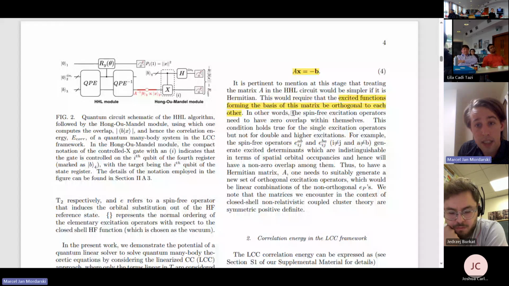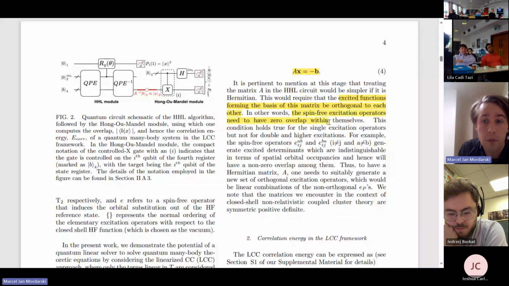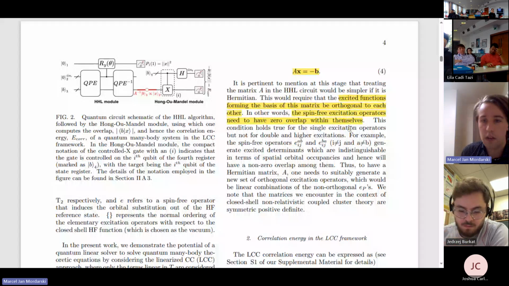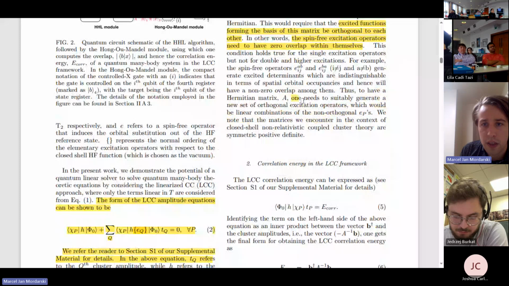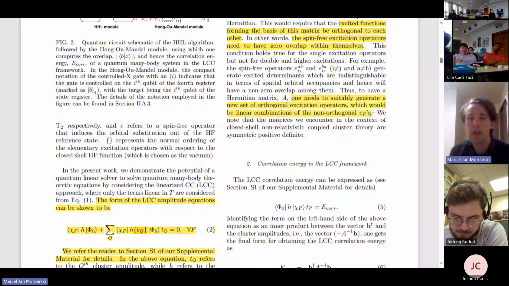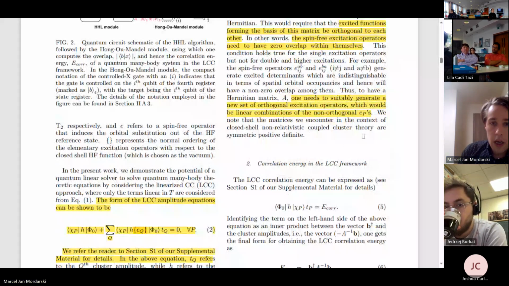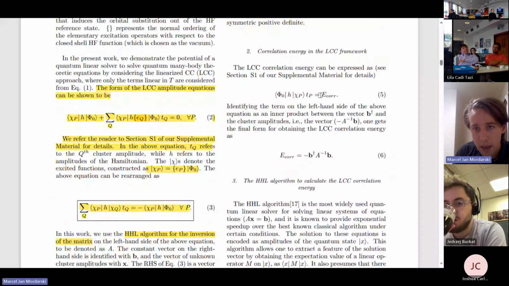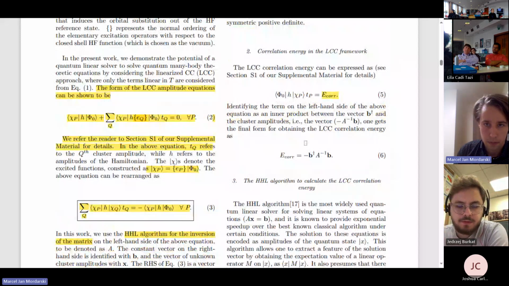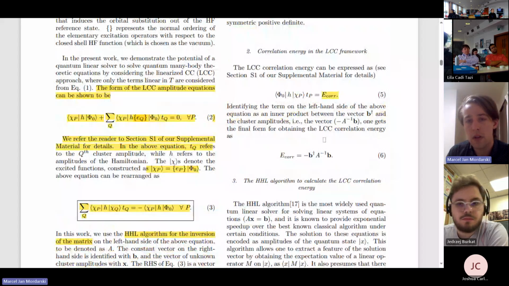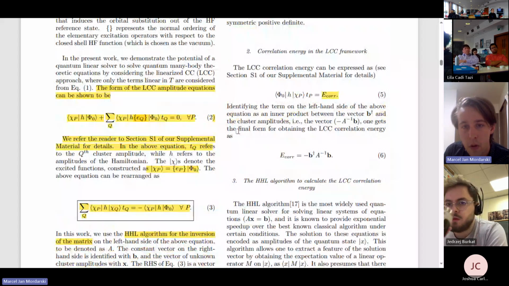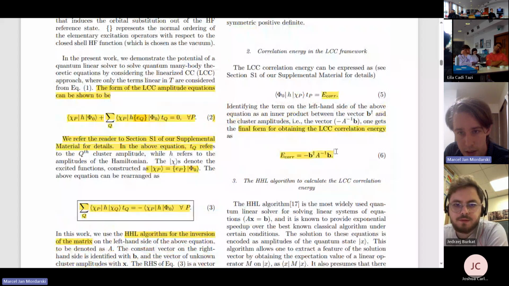Right. Yeah. And they say that in consequence, the spin-free excitation operators need to have zero overlap with each other, and in general, one needs to suitably generate a new set of orthogonal excitation operators, which may be a linear combination of the non-orthogonal ones. Right. So as we said, they are trying to calculate the correlation energy that is given by the following expression. And the final form for the energy that they are after, skipping a few things, is equation 6.